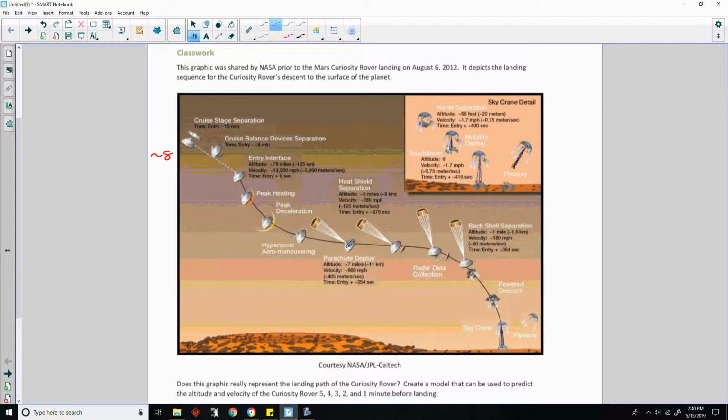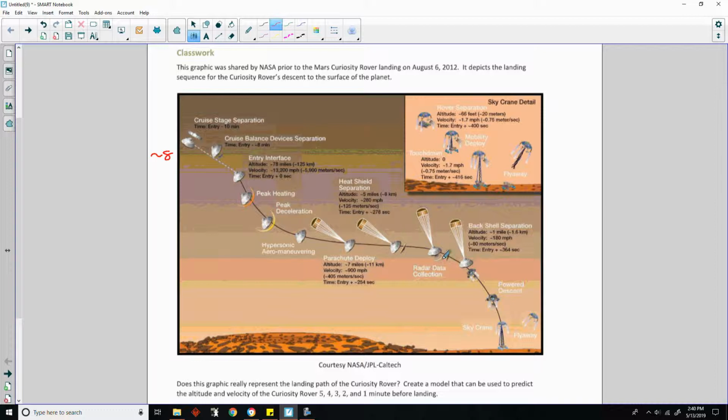Hypersonic aero maneuvering, parachute deployed at the altitude of approximately 7 miles with a velocity of 900 miles per hour. And the time entry then was plus approximately 254 seconds. 6 seconds shy of 5 minutes. And then it continues on.